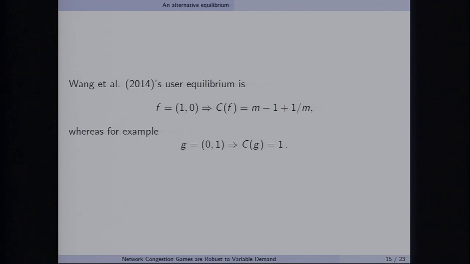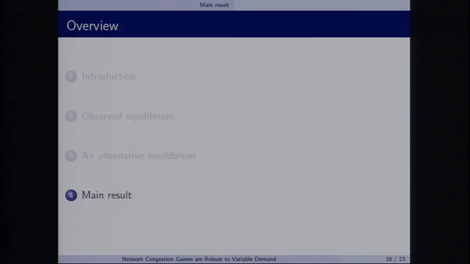So clearly this equilibrium concept is not robust to variability in demand, or at least not to large variability in demand. So let us step back now to this observed equilibrium, and let's see how that one performs in terms of the price of anarchy. That brings me to the main result.